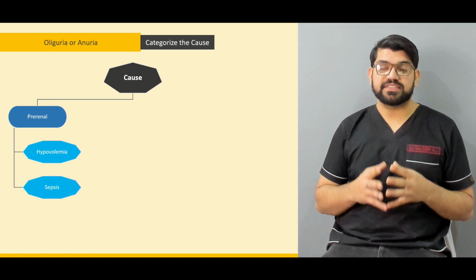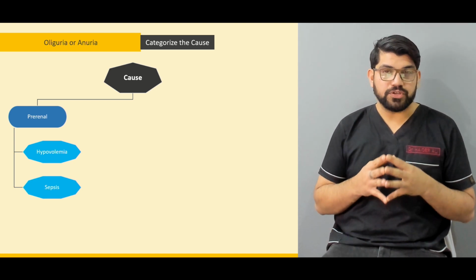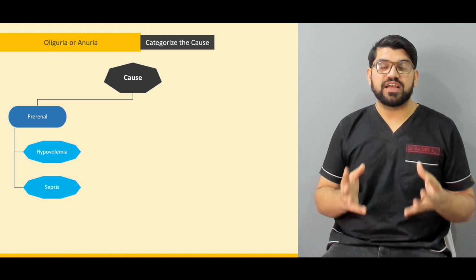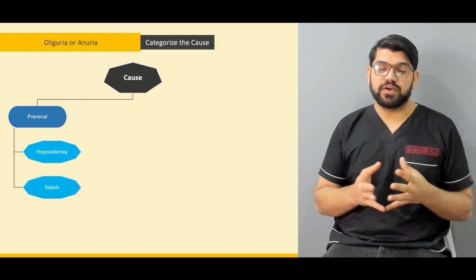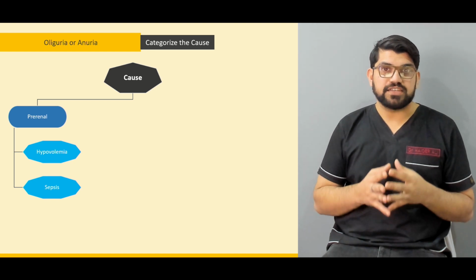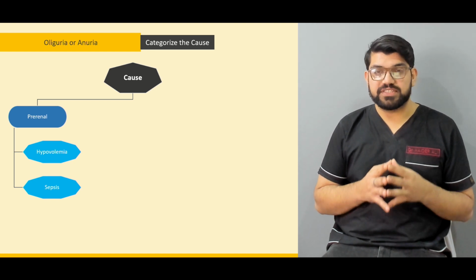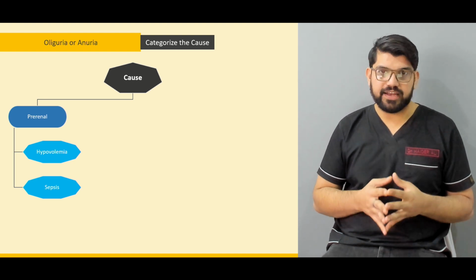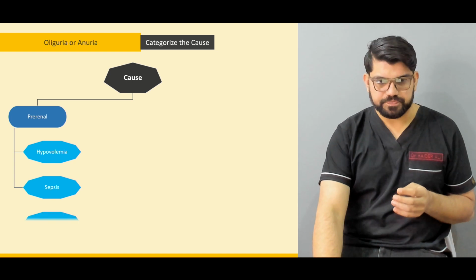Next is sepsis. We talked about sepsis in septic shock, that sepsis is a generalized infection of the body's organ systems. And kidneys are also affected with sepsis. And again, sepsis leads to dehydration and, again, acute kidney injuries.